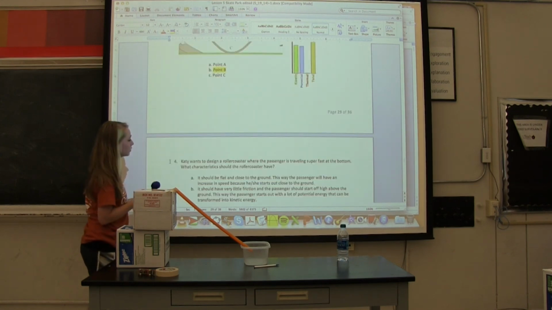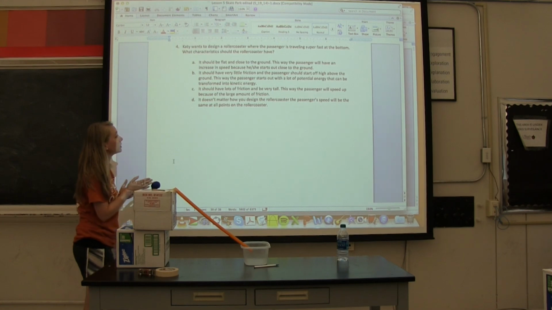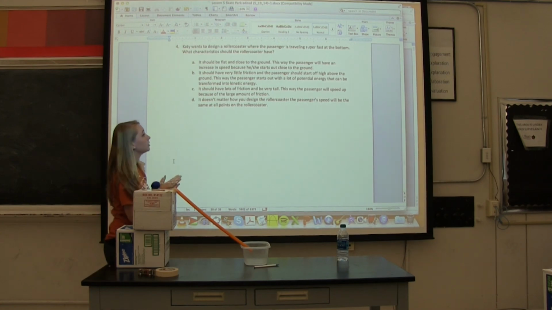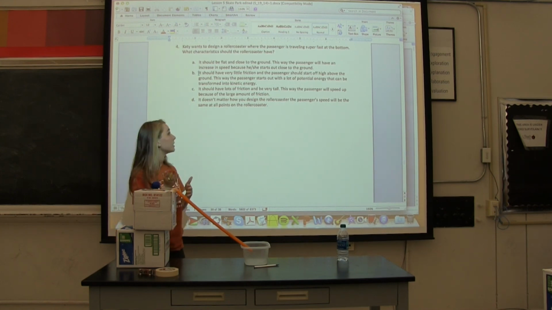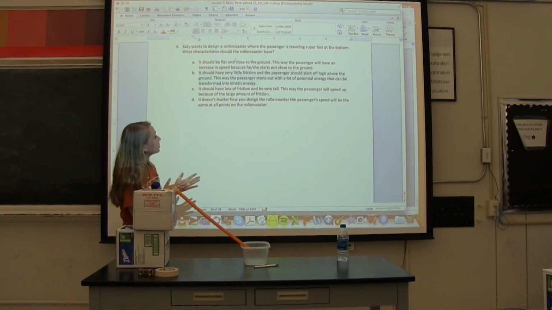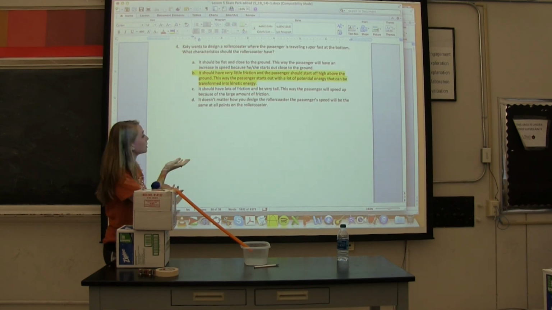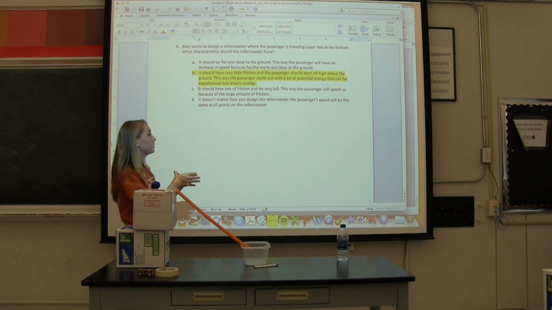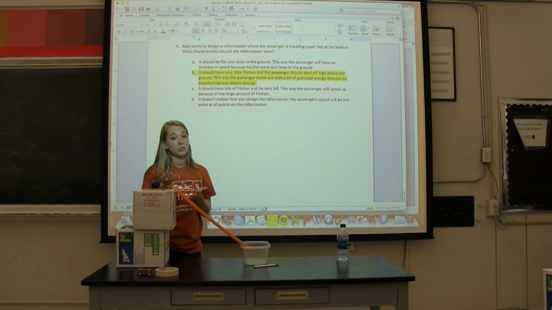Okay, and then our last one, question 4. Katie wants to design a roller coaster where the passenger is traveling super fast at the bottom. What characteristics should the roller coaster have? B. It should have very little friction, just nothing to slow it down. And the passenger should start off super high above the ground. This way the passenger starts out with a lot of the potential energy that can be transformed into her kinetic energy, which means a faster speed.